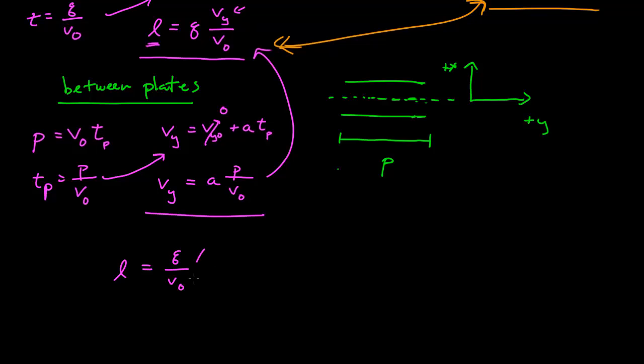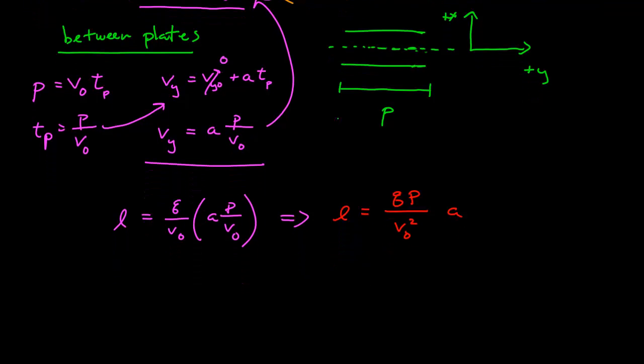Q over V naught times the length of the plates, P over V naught, and finally L, the deflection, is Q times P, the length of the plates and the length to the screen, over the x speed squared, times A. And so if we want to turn that around, if we want to find A in terms of the other parameters, what sort of acceleration would I need for a set length, then we have V naught squared over Q P times L.